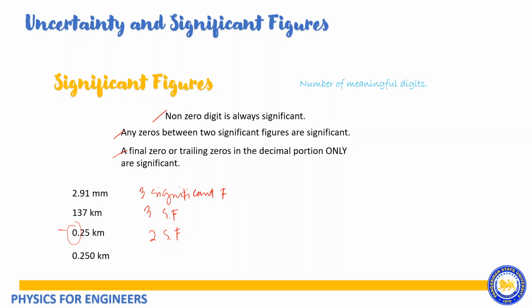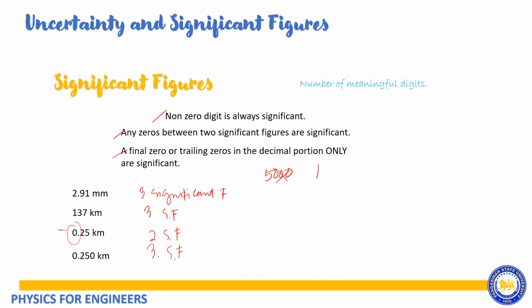Ito namang 0.250 ay meron tatlo significant figure. Kasi, diba, trailing zero. Yung zero niya ay nasa decimal portion. Trailing, nasa dulo ha. Nasa dulo. After decimal point. So, 3 significant figures. So, for example, meron tayong 5,000. Okay? So, ilan ang significant figure nito? Apat ba? No, isa lang. Kasi, any zeros after the decimal portion ang significant lang. So, pag zero before the decimal portion is insignificant.